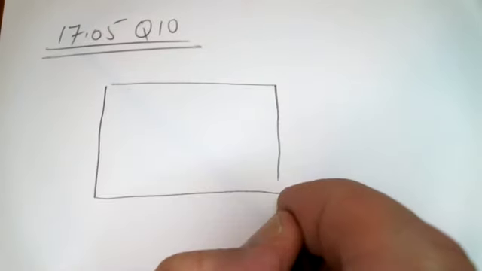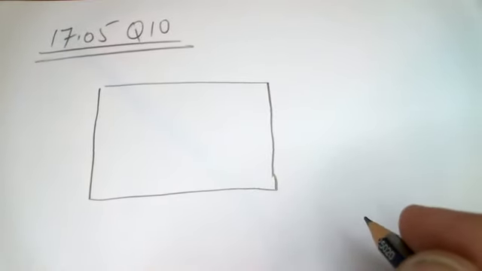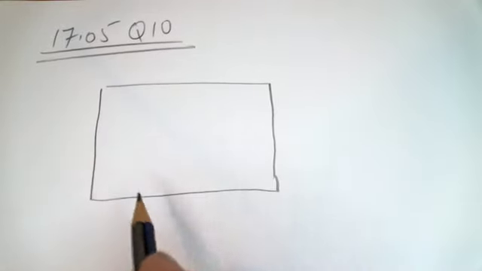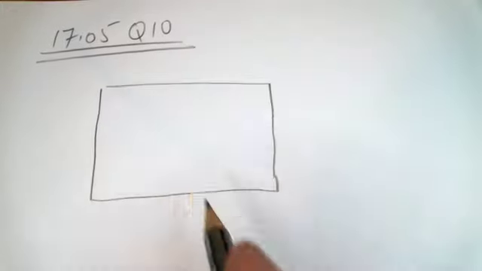Question 10 from 1705 talks about a field, and I'll try and draw the field roughly. Here we go. And we're told it has a perimeter of 170 meters. In other words, this side plus this side plus this side plus this side is 170.